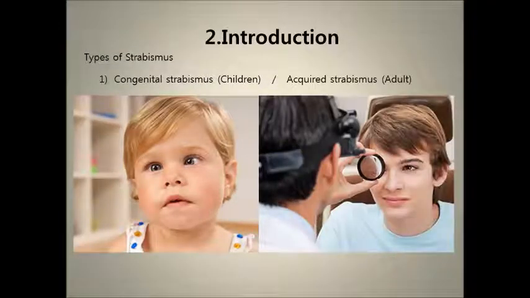Many types of strabismus can develop in children or adults, but the two most common forms are accommodative esotropia and intermittent exotropia. Strabismus occurs in 2 to 5% of all children. Acquired strabismus can develop acutely or gradually.